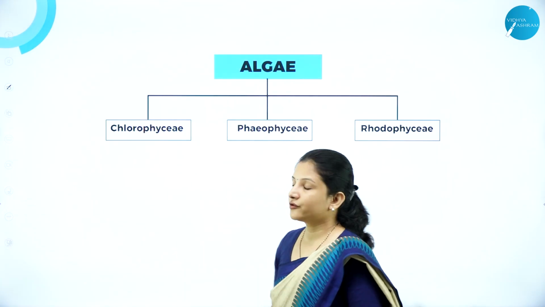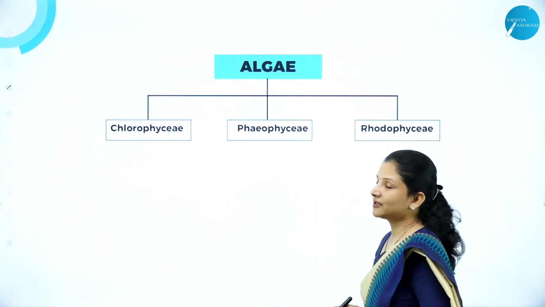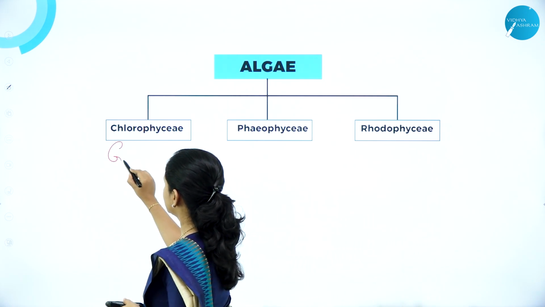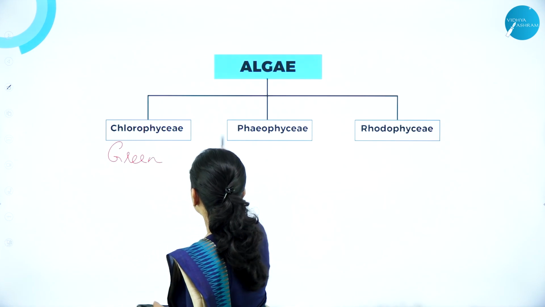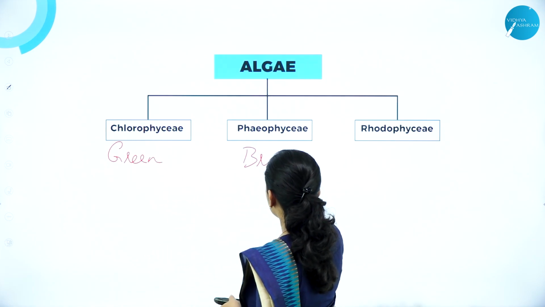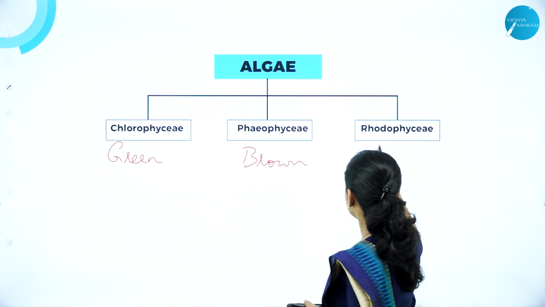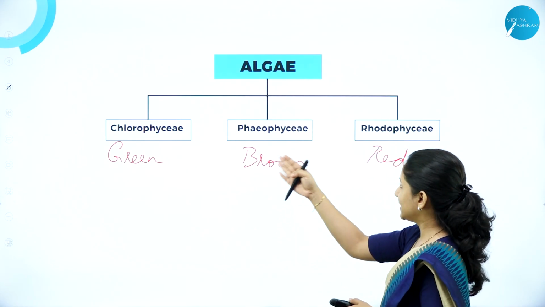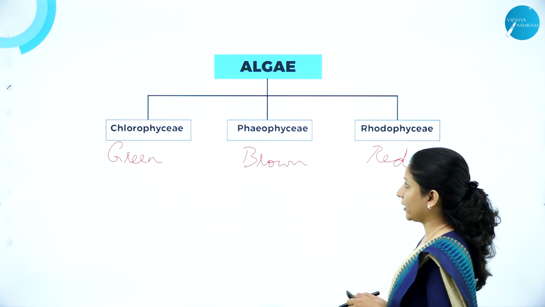So next, talking about the classes of algae. Algae is divided into three main classes: Chlorophyceae, which is called the green algae. Next, Phaeophyceae, the brown algae, and Rhodophyceae, which is also called the red algae. So we shall study about these three one by one.